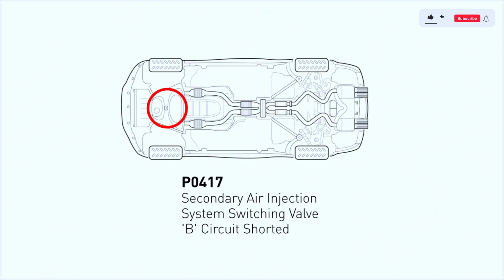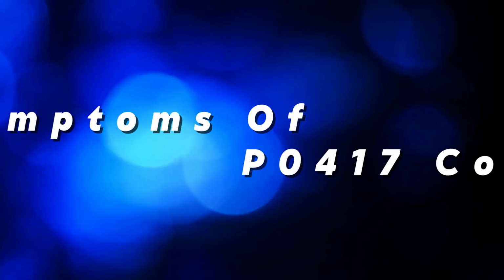P0417 relates to the secondary air injection system, which helps reduce emissions by injecting fresh air into the exhaust to help burn off excess fuel. This specific code indicates a problem with the switching valve circuit. The valve may be stuck, faulty, or there could be an electrical issue.